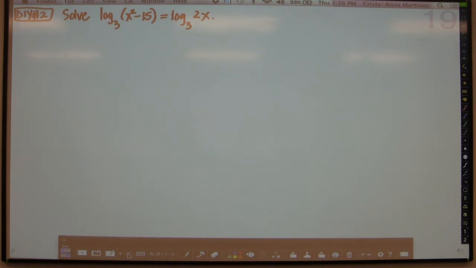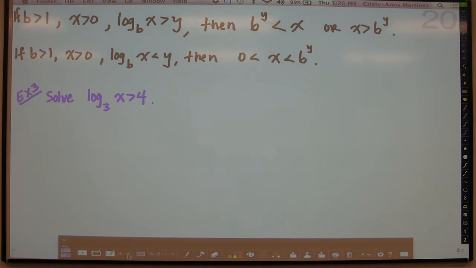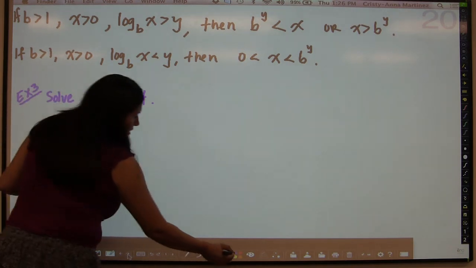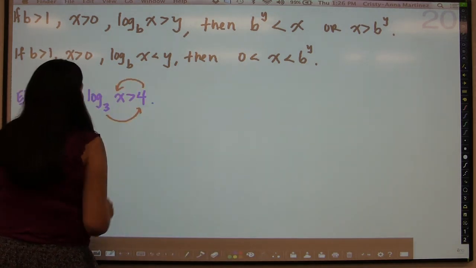Okay, so here's your do-it-yourself question. Don't forget to check your solutions at the end. And then we're going to go into the inequality scenario. And with inequality, it's a little bit trickier, especially if you're going to be using the diagram that I've been showing you, okay?